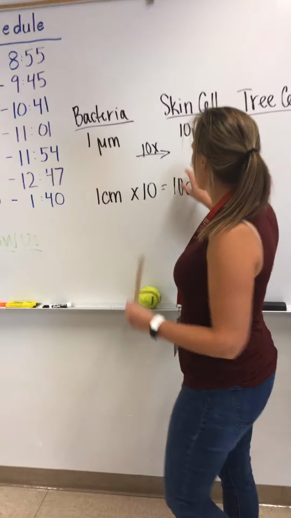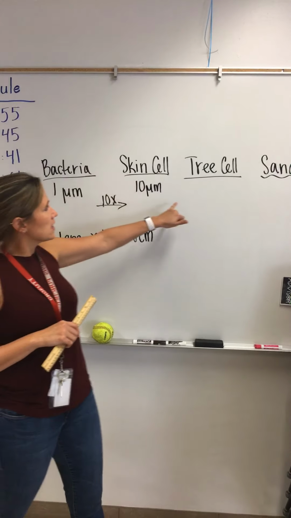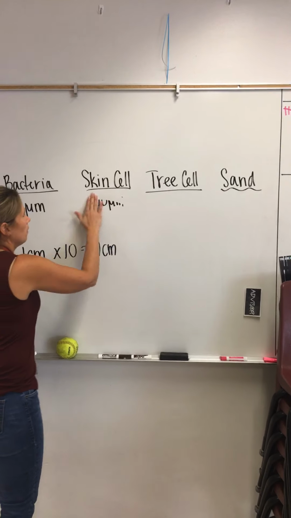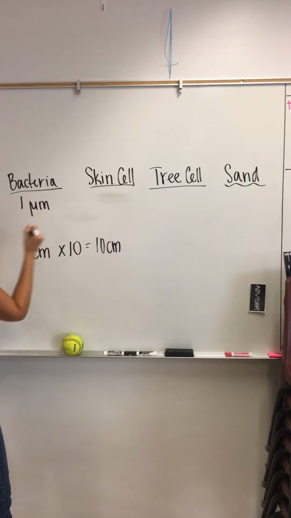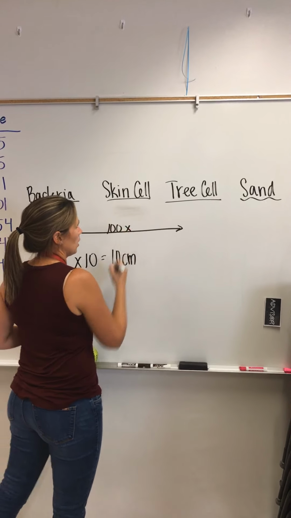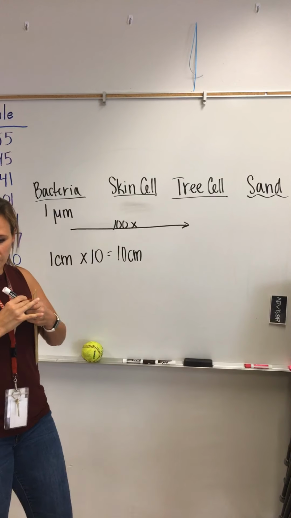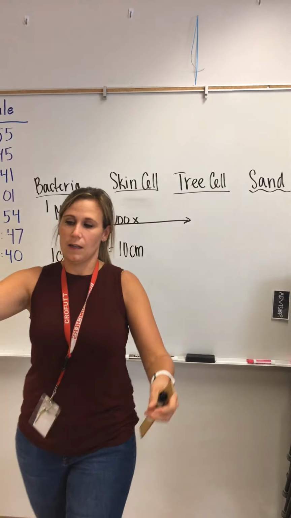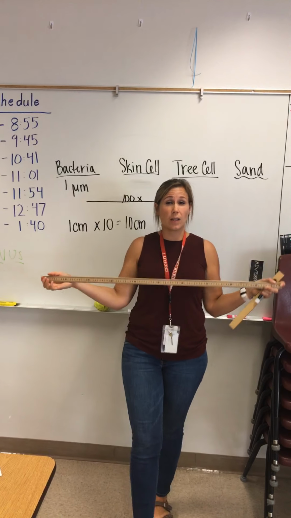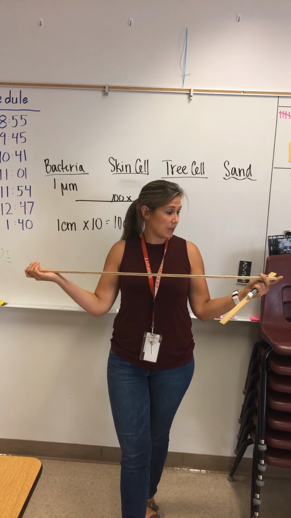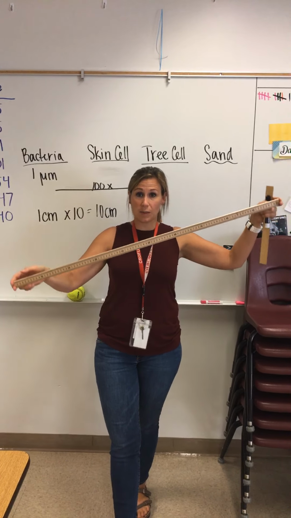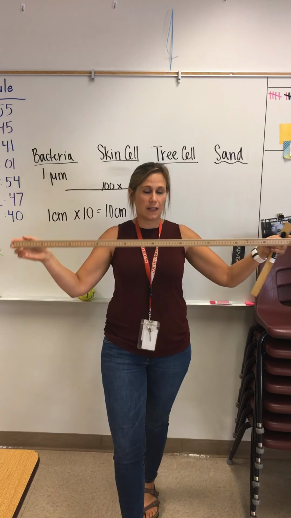So what you guys will do then is you guys will collect something for a tree cell. If we're comparing a tree cell to a bacteria, a tree cell is 100 times larger than a bacteria. So you guys would want to find something that's about 100 centimeters large. This is why I'm telling you guys to start with a bacteria, because it might be hard to find something that's this big in your object. Maybe you'll find a hula hoop or something that's this wide.